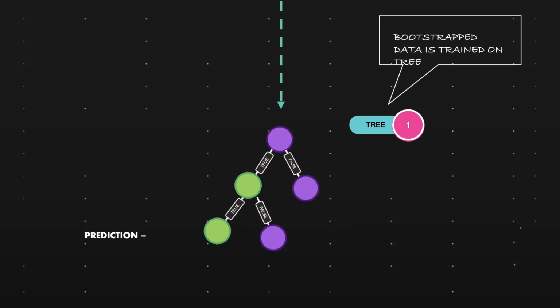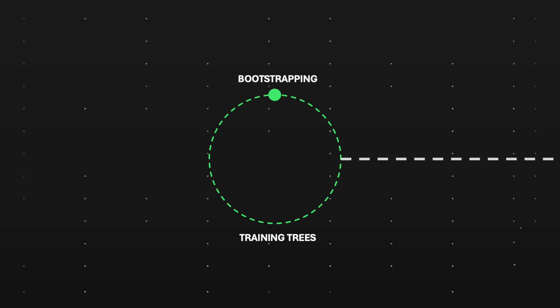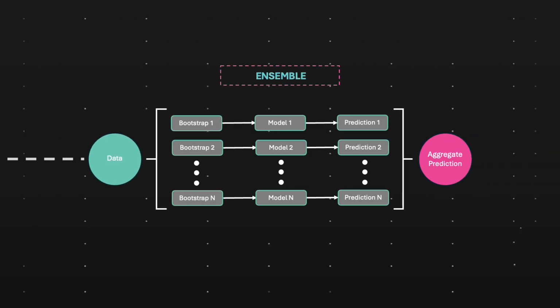Step 2. With this bootstrap data created, we start training each decision tree. The first tree predicts direction to be east. The second tree predicts west, and so does the third tree, until all trees are trained. We repeat steps 1 and 2 again until it becomes an ensemble of trees.